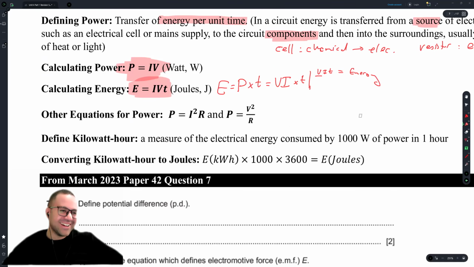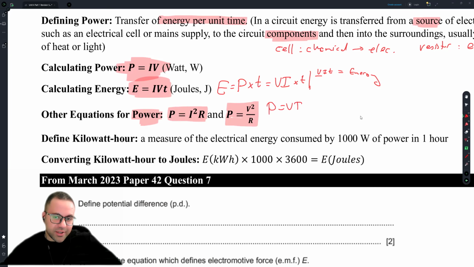Now, we have other versions of this power equation. P equals I squared R. And P equals V squared over R. Now, where did these come from? P equals I squared R is actually P equals VI, and I replaced the V with IR. So you end up with IIR, which is I squared R.